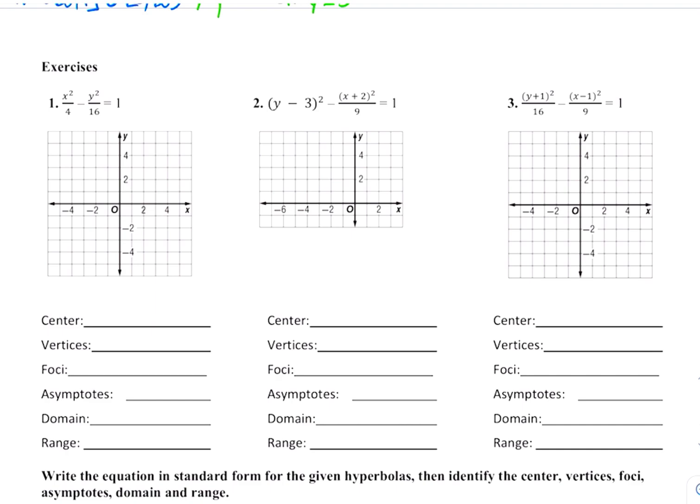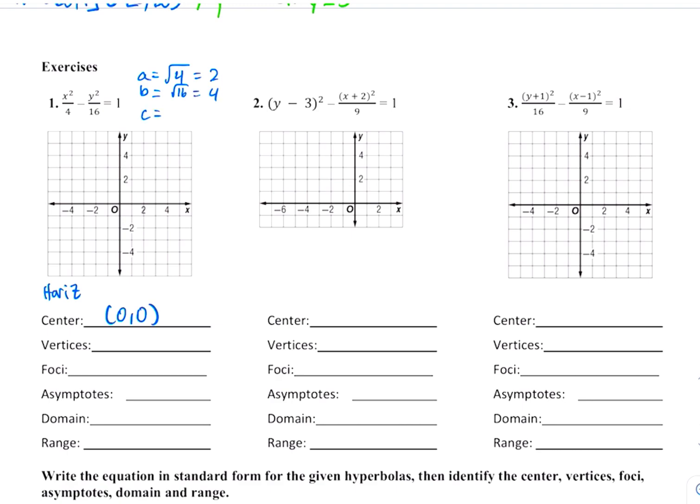All right, so as I'm looking at problem 1, since my x squared is positive, that tells me that this is horizontal. And then my center will be (0, 0), since I don't have those grouping symbols. And then for the a, remember we are taking the square root of the number underneath our positive term. So square root of 4 is 2. B is the square root of the one underneath the negative. So square root of 16 is 4.